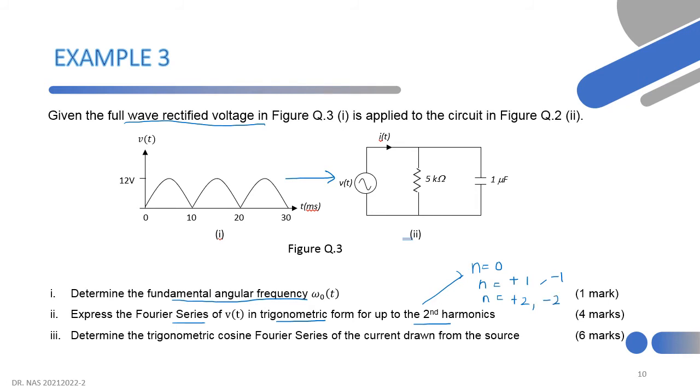Okay, when it's set up to n harmonics or second harmonic in this case, you need to consider both the positive and negative values. Thirdly, you need to determine the trigonometric cosine Fourier series for the current drawn from the source. So you need to determine the Fourier series of this it in cosine function.